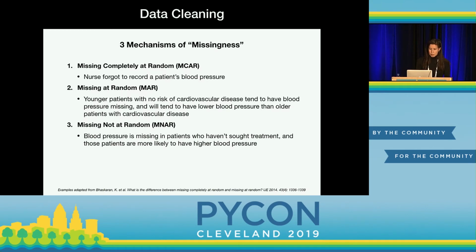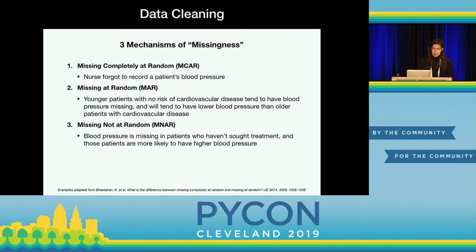So there are three possible mechanisms of missingness. The first mechanism is missing completely at random. In this situation, there's no reason for the data to be missing, it's just totally random. An example of this is when a nurse forgets to record a patient's blood pressure.